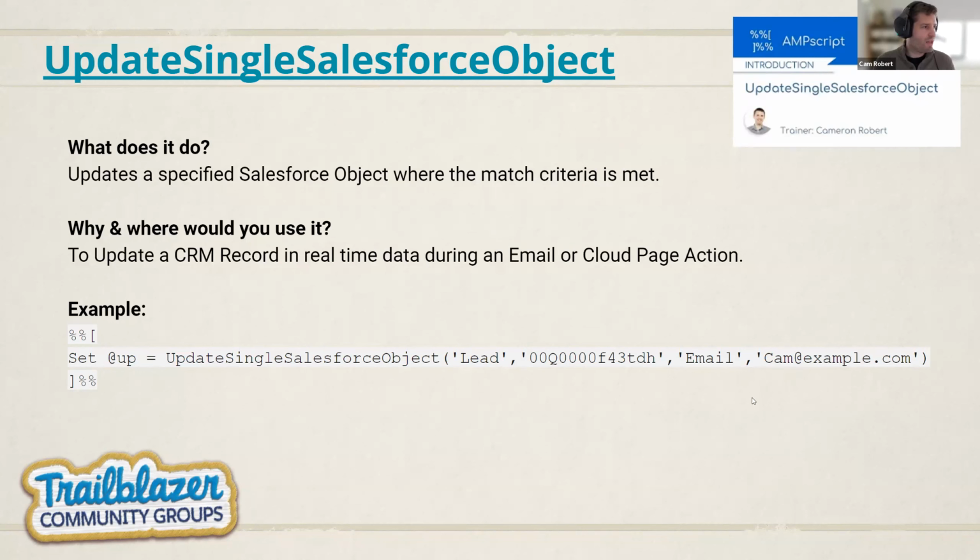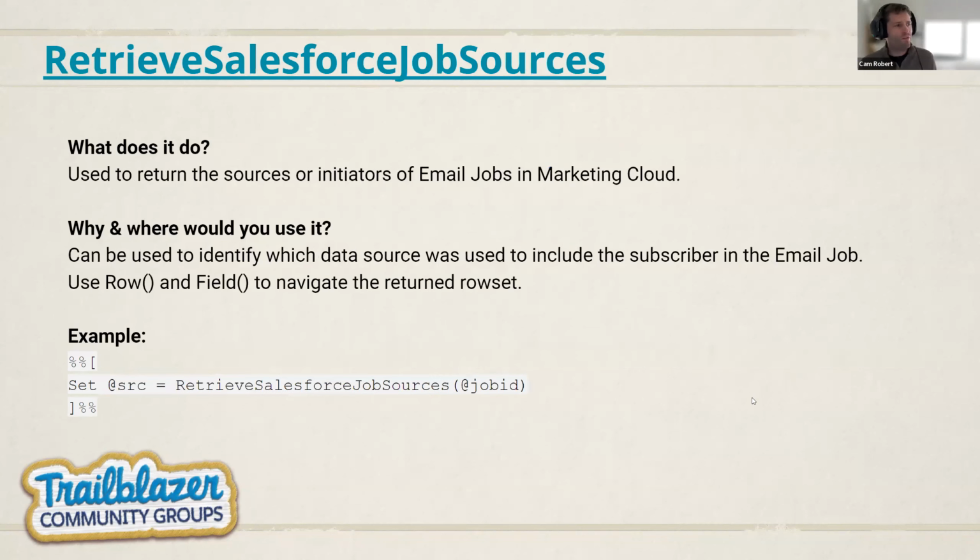All right, moving on to one that I do not see used as often, the retrieve Salesforce job sources. Now, this one is a bit of a different one. It's a bit newer as well, but you can use it to retrieve some of the email job information. First and foremost, I have not actually had a reason to use this one just yet, so I'm going to base this a lot off the documentation piece, but it does give you the ability to find out why a customer was sent a job. So it shows you the source of how a customer was sent an email record.